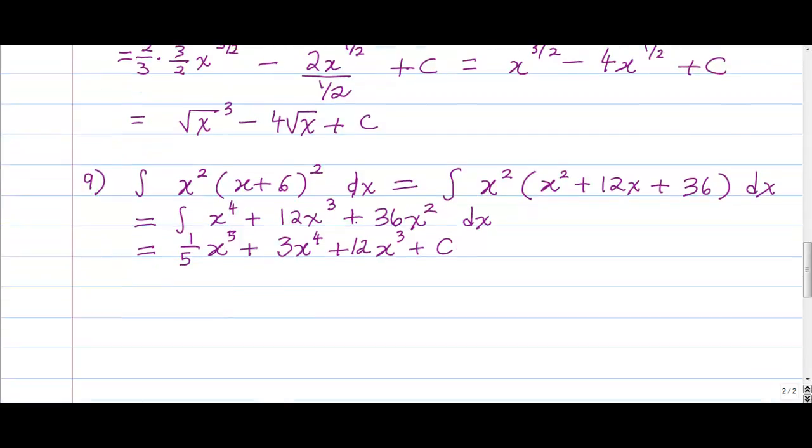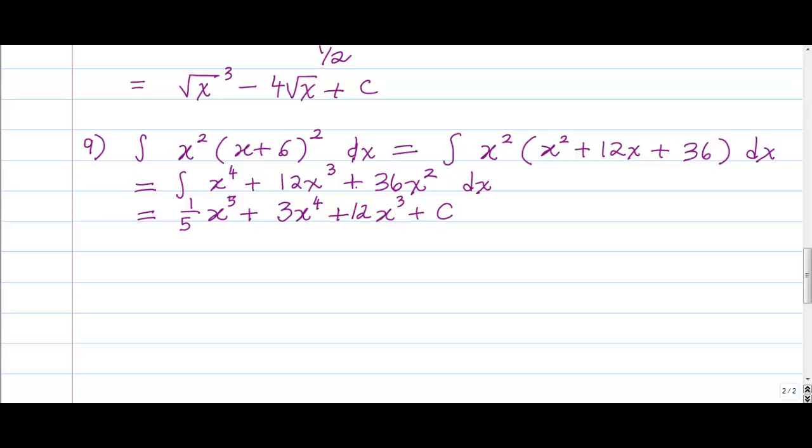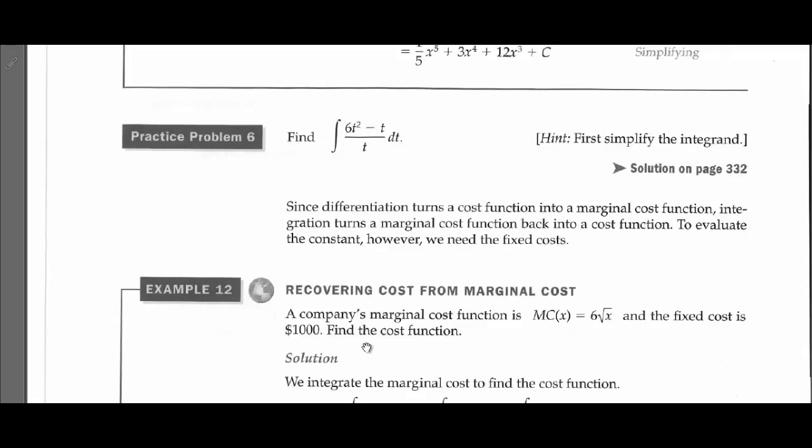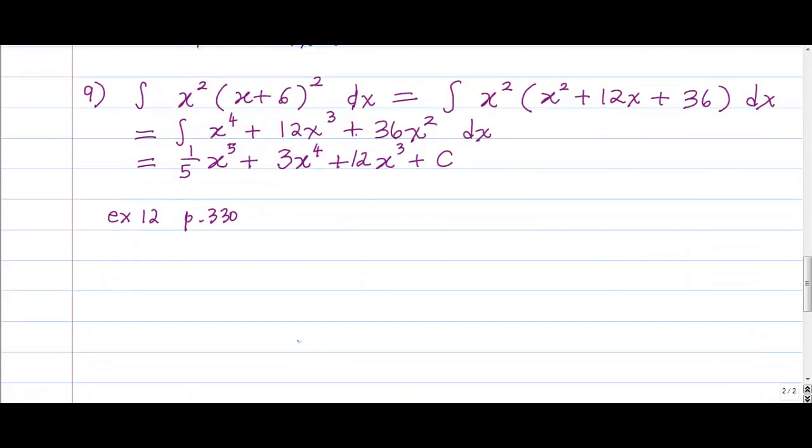So this is on page 330 in your class textbook. Okay. So this example right here. A company's marginal cost function is given by this function 6 root x, and the fixed cost is $1,000. Find the cost function.